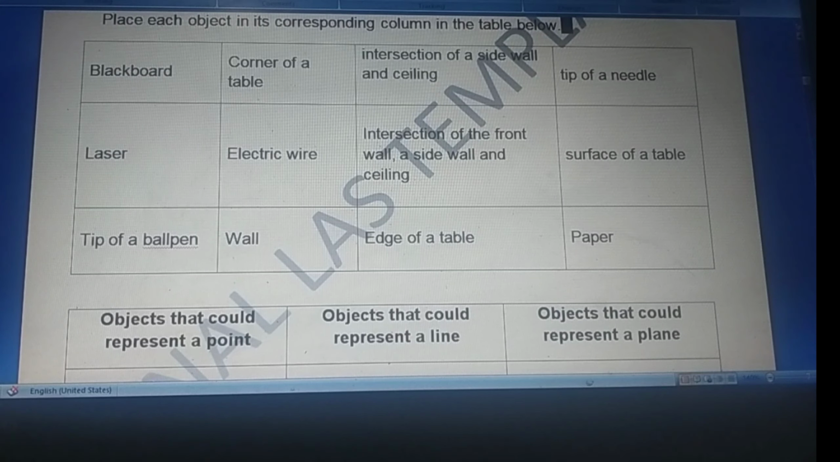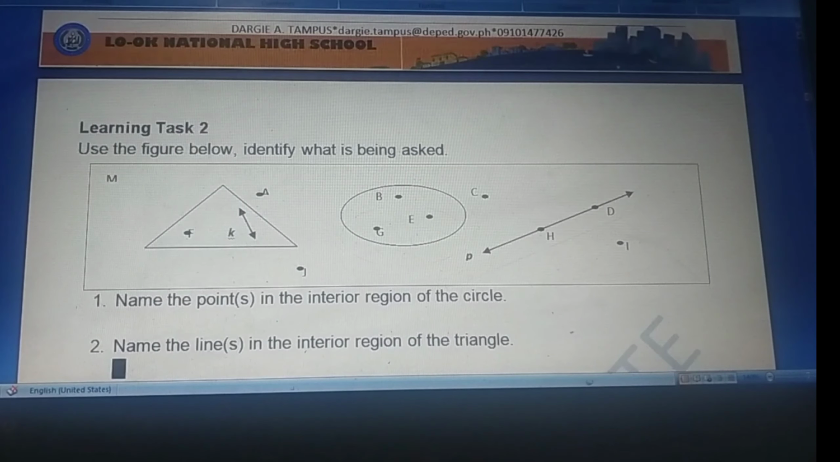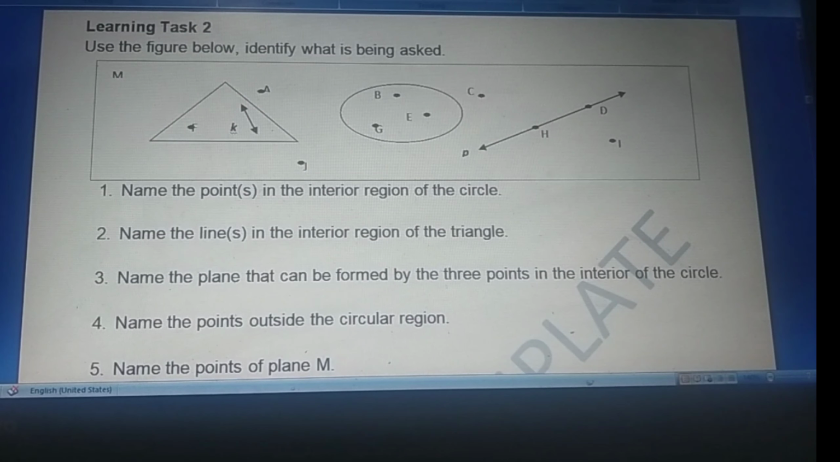Try to look at your house there. Of course, your house has 4 walls. So you have a front wall, a side wall, and the ceiling. Where do you think these 3 are connected? Is it a point, line, or plane? That is learning task number 1. Now, let's proceed to learning task number 2. In this figure, you have a lot of points, and there are some lines.